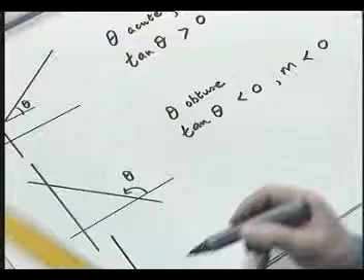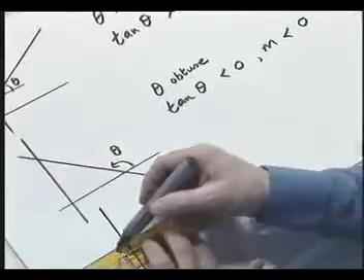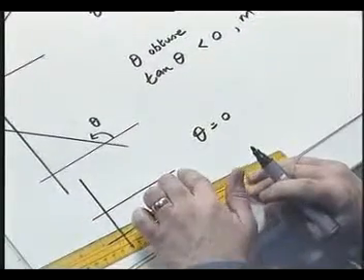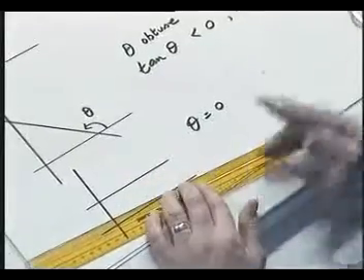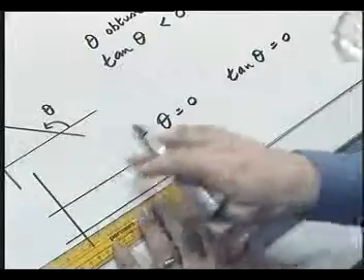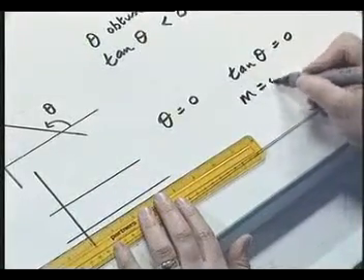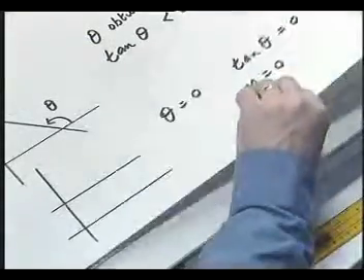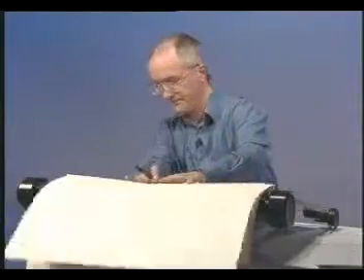And finally, let's have one where theta is 0. So the angle that the line makes with the horizontal is 0. Well, tan theta is 0. So that's consistent with our intuition that tells us that m is 0, the gradient's 0. Let's have a look at some parallel lines.